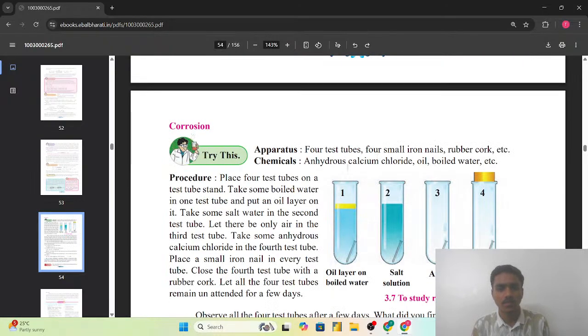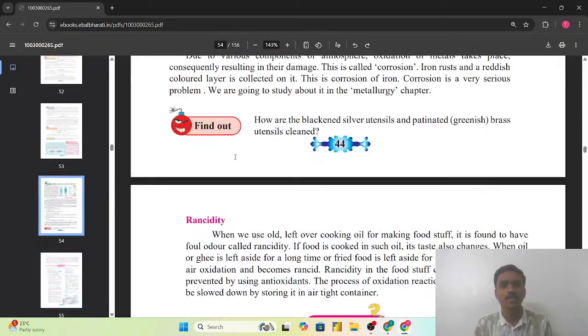आगे सिर्फ दो और कंसेप्ट है जो कि करोजन और रैंसिडिटी.